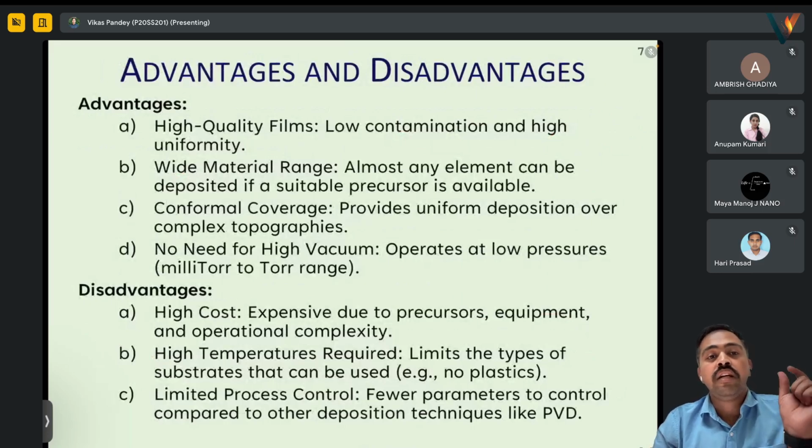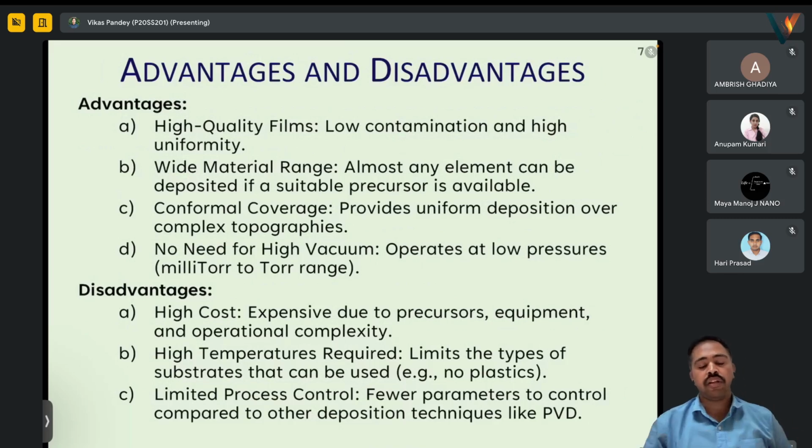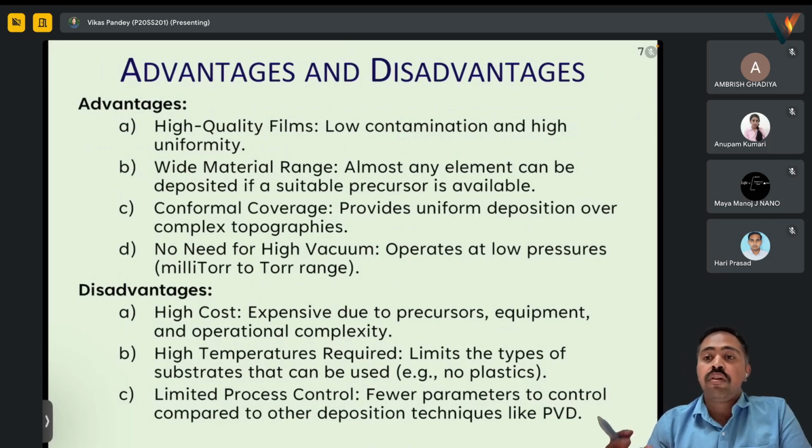The first advantage is the quality of film: very low contamination and high uniformity, since we are creating the material there itself. We are not bringing it from anywhere else. So we can control the contamination level, and that will give us very good coverage also, since the whole wafer is actually exposed to the reaction. So it is quite uniform as well as low contamination.